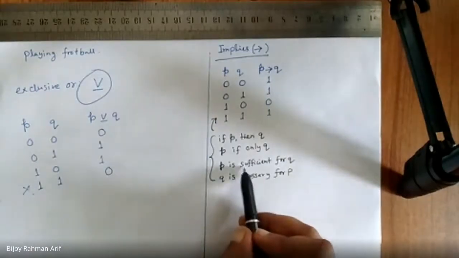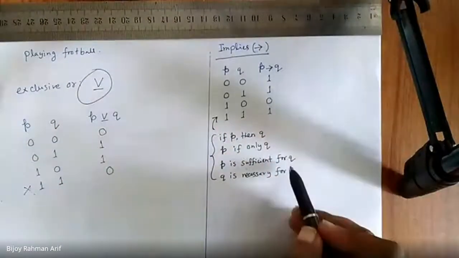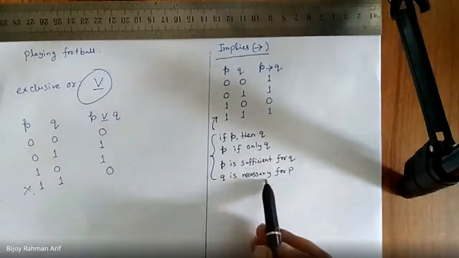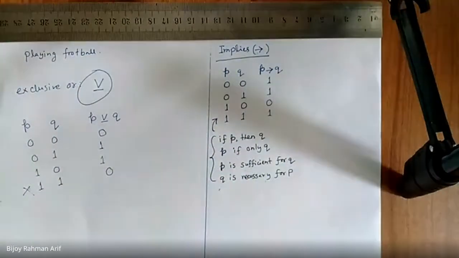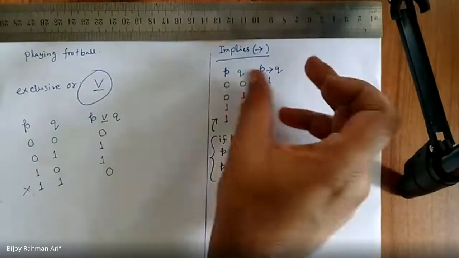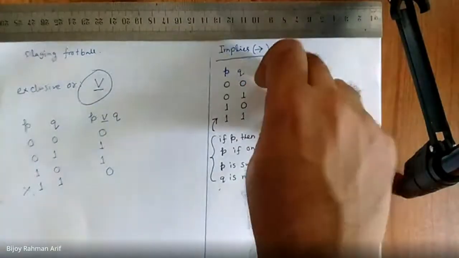Please remember, whenever we use sufficient, P is first and Q is next. But when you use necessary, Q becomes first and P becomes last. This is actually a kind of language structure, but the original thing is P implies Q. Now, what is P implies Q? What does this truth table say?